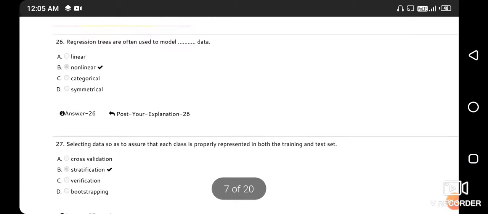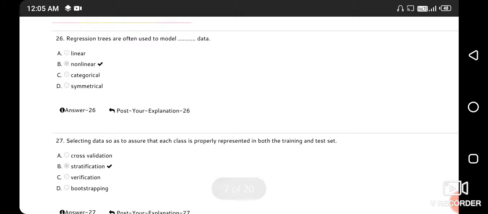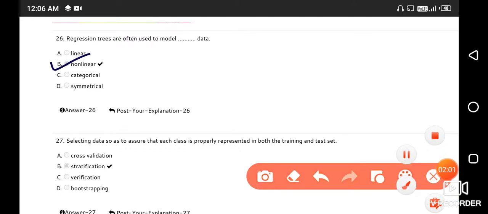Next question. Regression trees are often used to model dash data. So the regression tree, which I have already discussed in a previous question, is used for non-linear data. So the right answer is option number B.